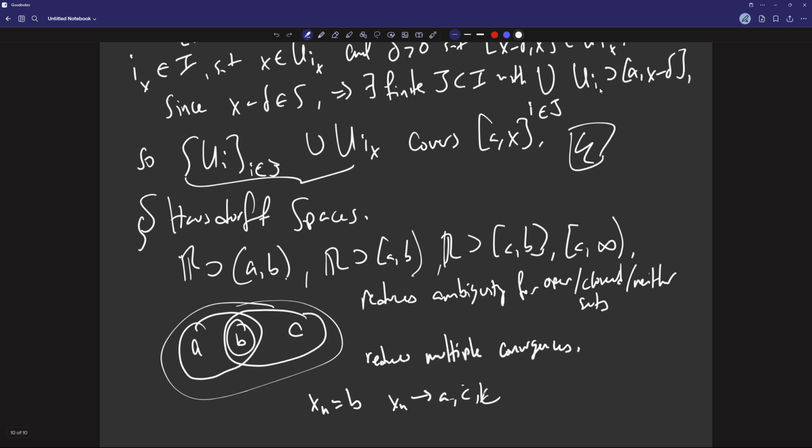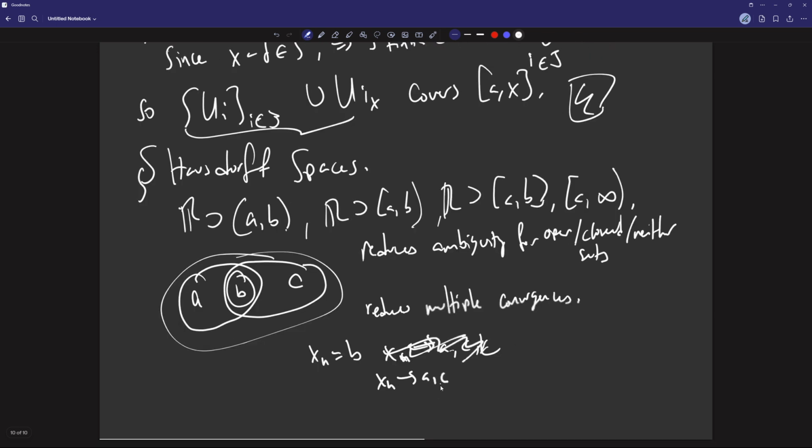And it's sort of hard to think about. Xn goes to A and C. And this is kind of problematic, especially when we're considering convergence for more applicable areas.